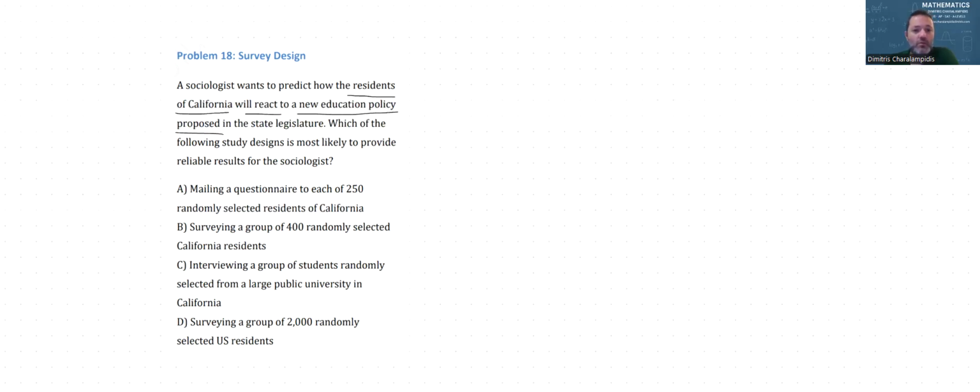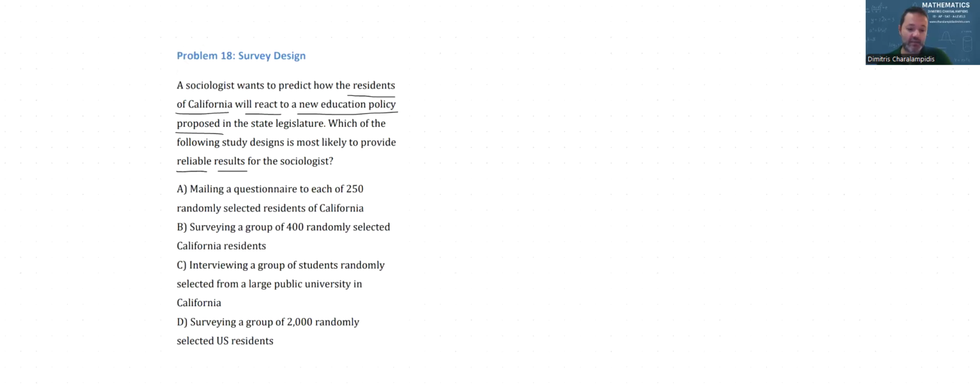And we need to produce reliable results. A. Mailing a questionnaire to each of 250 randomly selected residents of California. Remember that in terms of survey designs, we follow some rules of don't. We should not generalize. We should not consider anything irrelevant. We should not use a sample that appears to be biased.